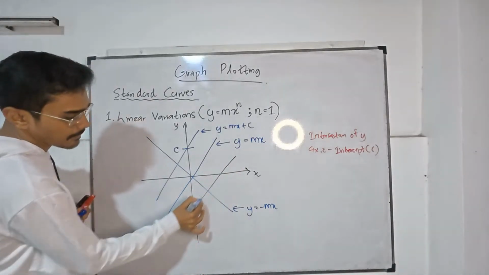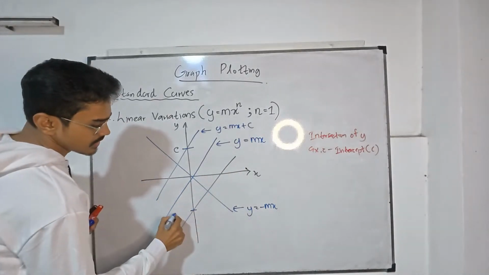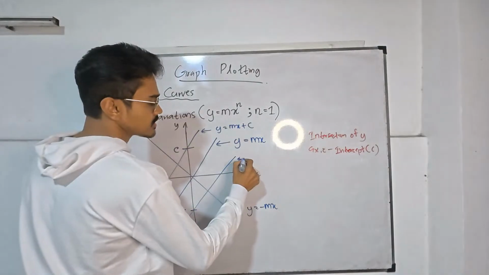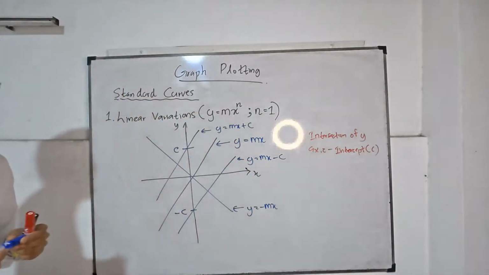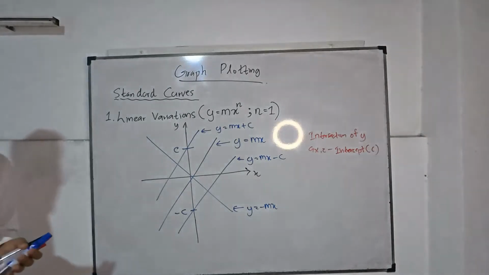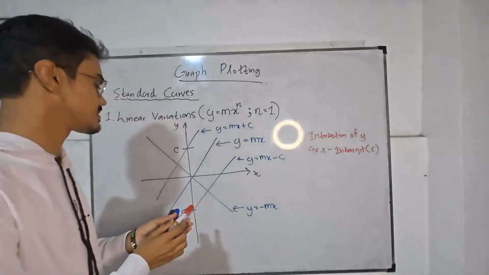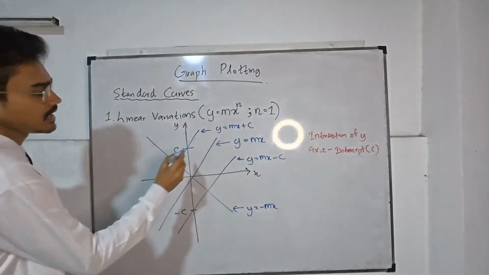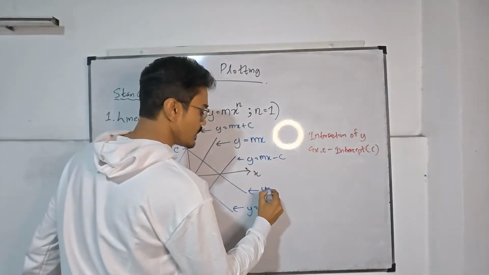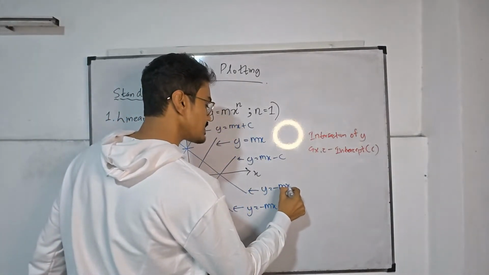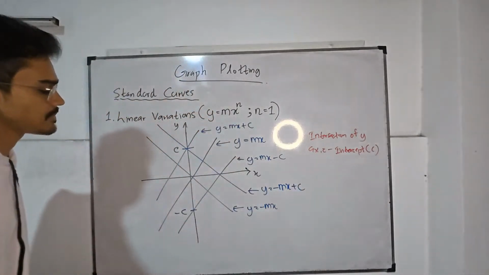And this one, if this is minus c, this is y equals mx minus c, right? These are the standard curves. And this is y equals minus mx plus c, minus mx plus c.